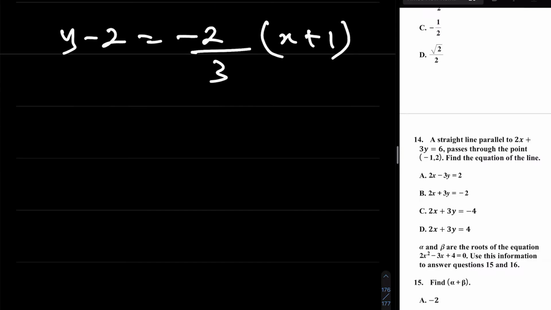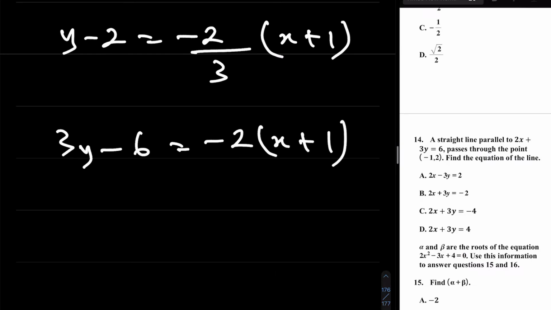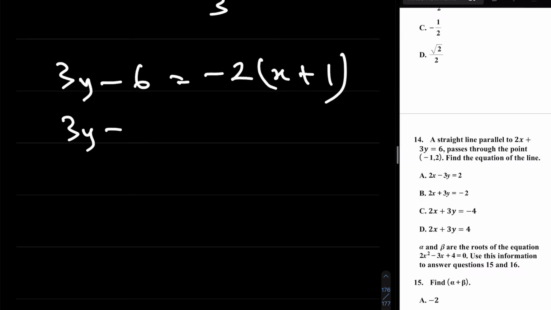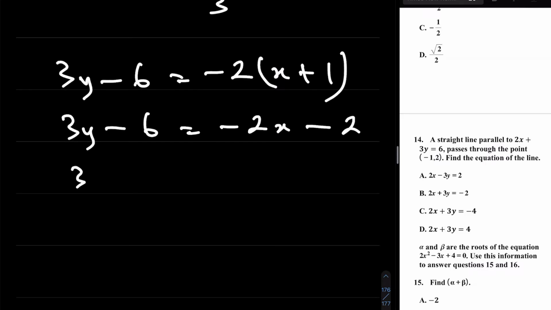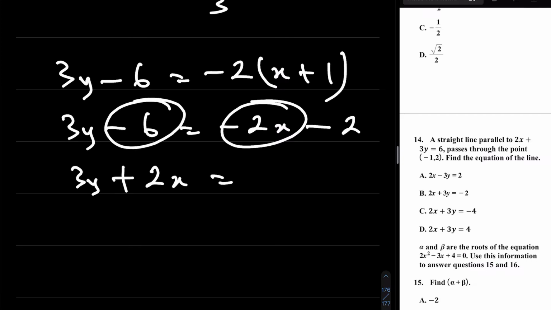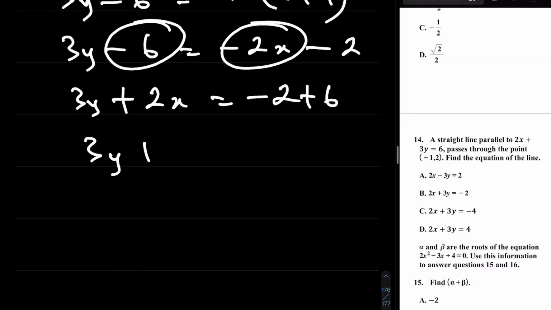If I multiply through by 3 to clear the fraction, I'm going to get 3y minus 6 equals minus 2 into bracket x plus 1. And that simply means 3y minus 6 equals minus 2x minus 2. I'm bringing minus 2x to the left hand side, and it will become plus 2x. Now I'm taking minus 6 to the right hand side, and it will become plus 6. So that means 3y plus 2x equals minus 2 plus 6, which is 4.